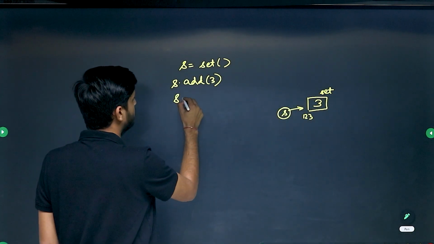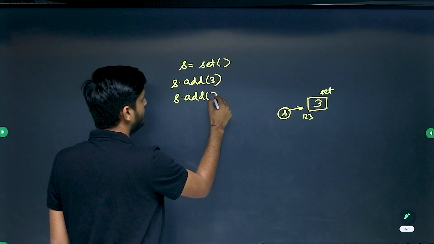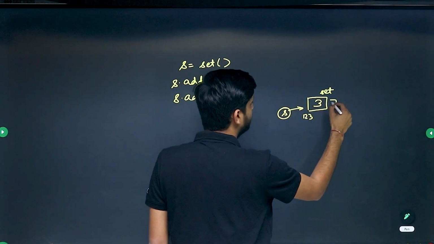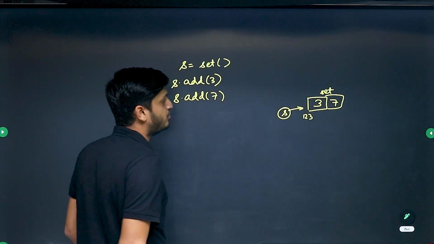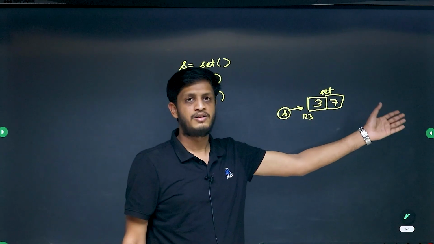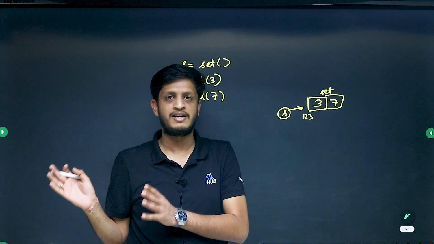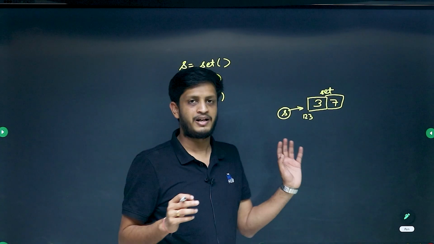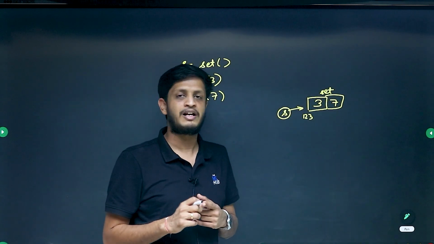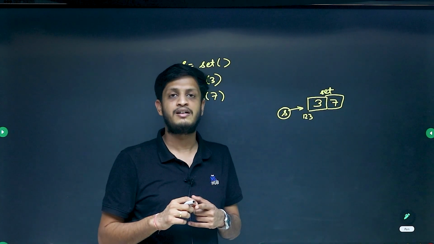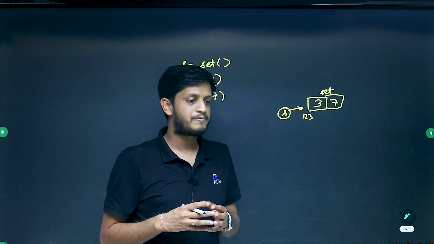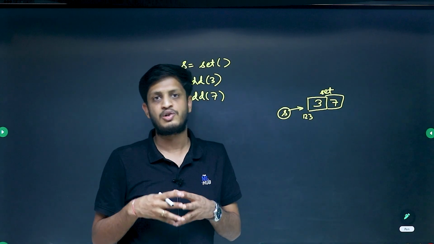Okay. When you do s.add(7), 7 will be added to this set. Now here order doesn't matter, so this is not how they are stored in memory. Internally, sets are created using a very complex data structure that we will see in DSA. Actually, adding and removing elements from a set is very easy. It's a very cost-effective solution.